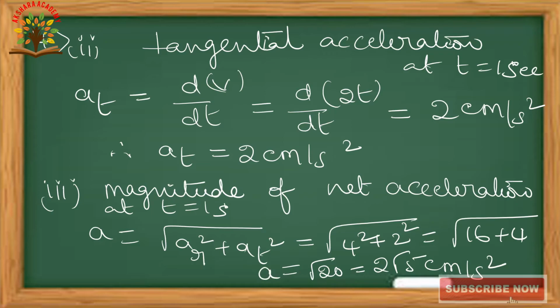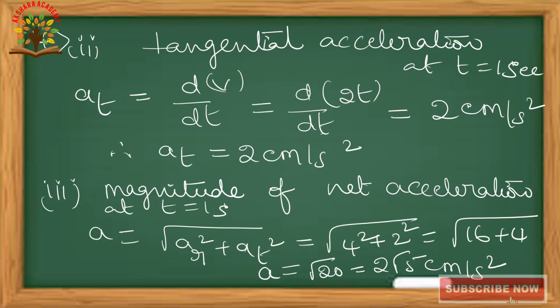Now here we are finding first tangential acceleration at t equal to 1 second. a_t equals dv by dt, d by dt of v, nothing but they given in the question 2t, so dt by dt nothing but 1, 2t nothing but 2, so 2 centimeters per second square. So we are getting tangential acceleration a_t equals 2 centimeters per second square.